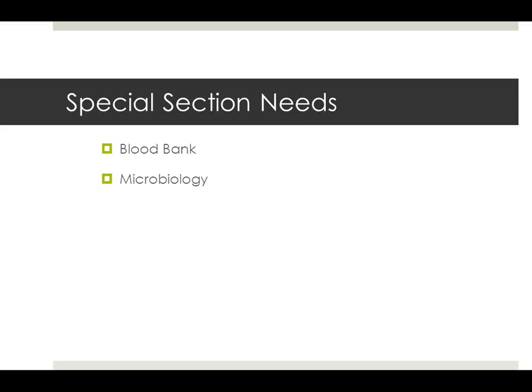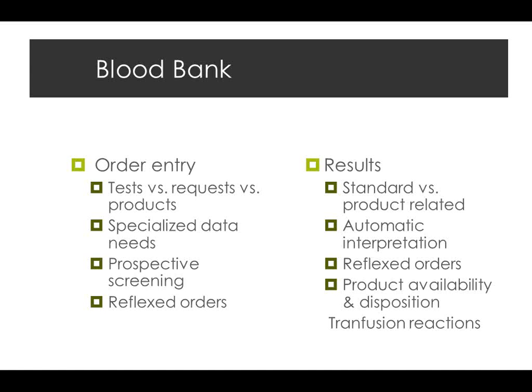Special section needs, so blood bank and micro, real quick, we'll run through these. These are two areas that need real special LIS functionality that is different from hematology chemistry. So in blood bank, I need order entry, so I've got tests, but I've also got product requests, okay? Versus products. I may need to enter products into my inventory so I know what's there. I have specialized data needs in terms of the type of product, the blood type, when it's going to expire, a lot of different things that I don't really have to worry about, say, in chemistry.